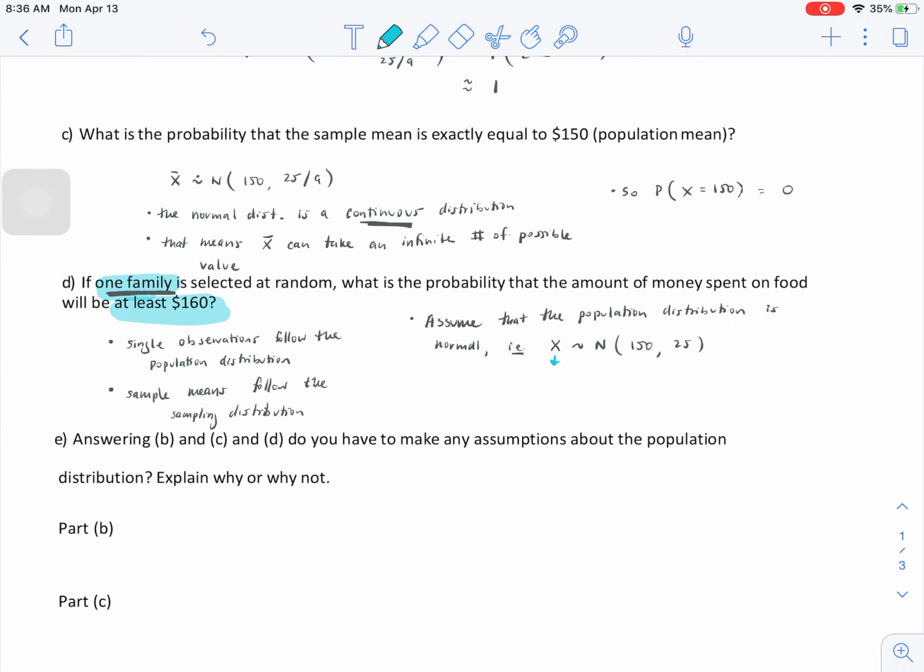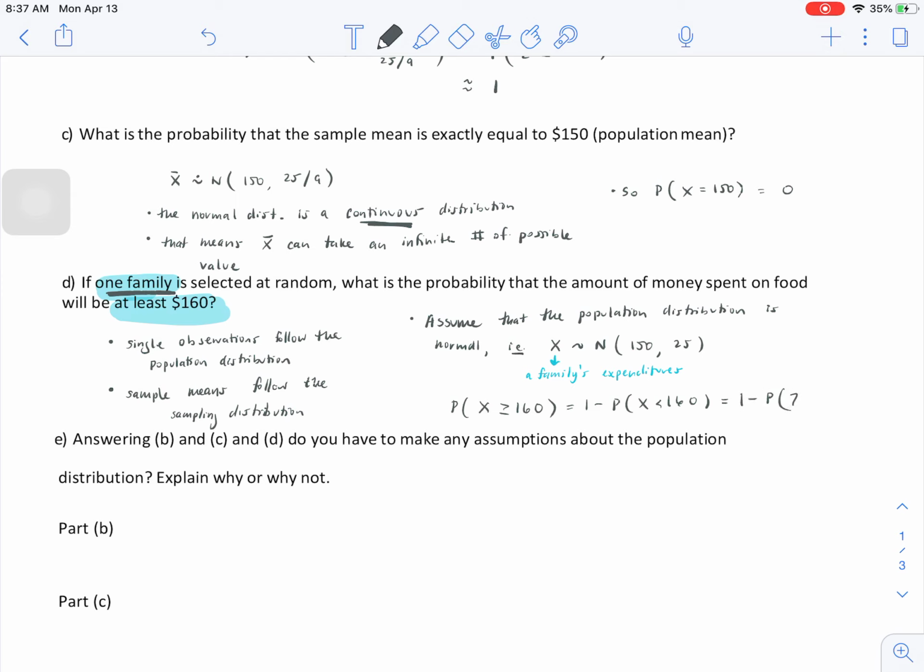Here, when I talk about x, I'm just talking about a family's expenditures. So then we want to calculate the probability that x is at least 160. So the probability that x is greater than or equal to 160, which is equal to 1 minus the probability that x is less than 160. Remember that I'm converting this to an area to the left because our normal table is only in terms of areas to the left. So now I want to convert this to a standard normal.